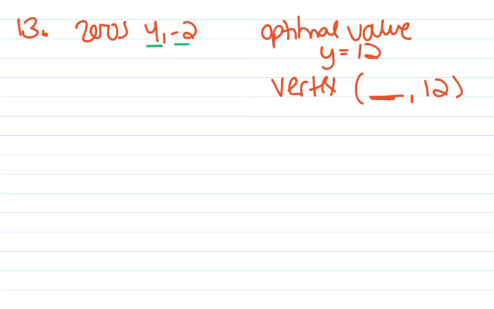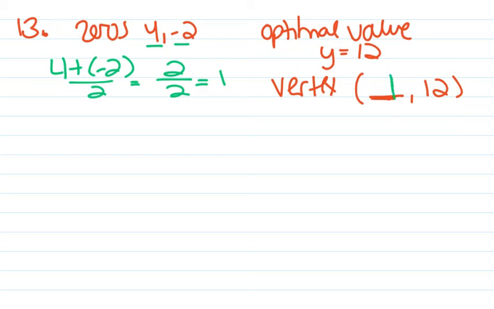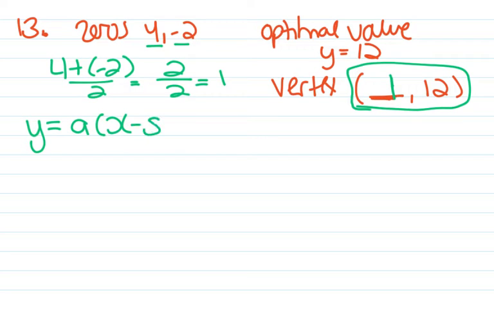Since we have the zeros, we can find the axis of symmetry by finding the average of the zeros or the midpoint. So 4 plus negative 2 divided by 2 is 4 minus 2 is 2, divided by 2 is 1. So this number is going to be 1. And we can now use this point (1, 12) to help us find the a value. So we'll start with factored form. Y equals a(x minus s)(x minus t).